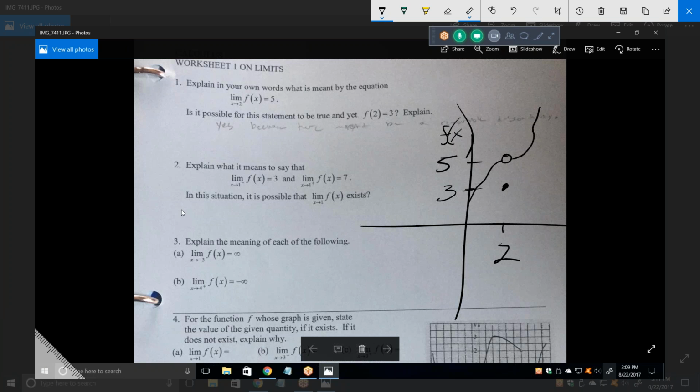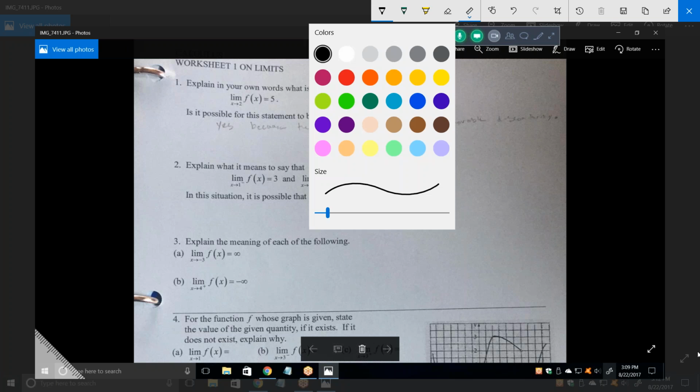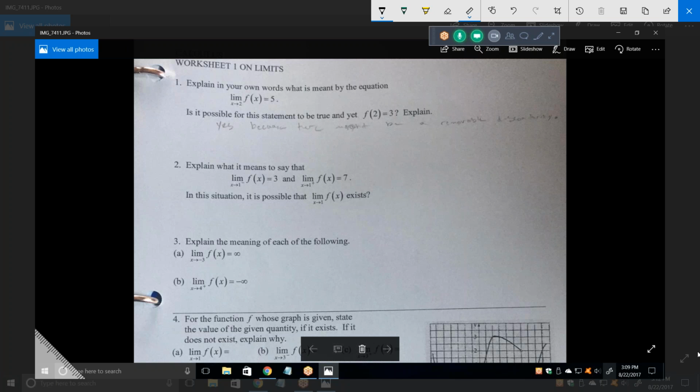All right. So question number 2. Explain what it means to say that the limit of f of x is equal to 3, as x approaches 1 from the left. And let me erase some of this. What does that mean? What does that whole statement mean? The limit of f of x equals what? Keep going. So that means that the x value is approaching 3.